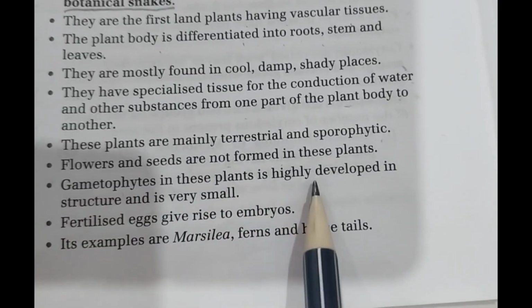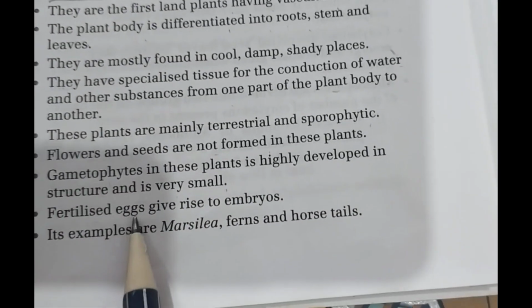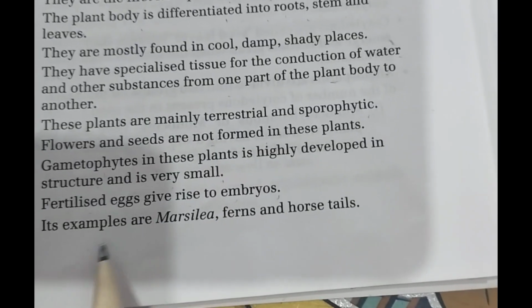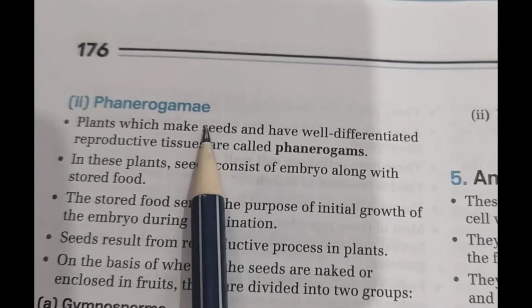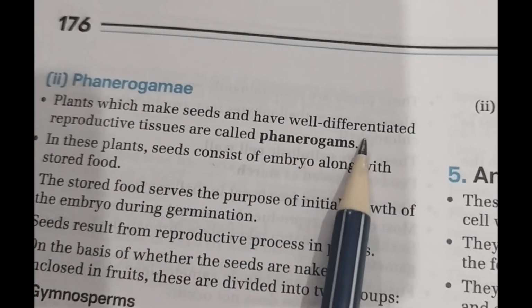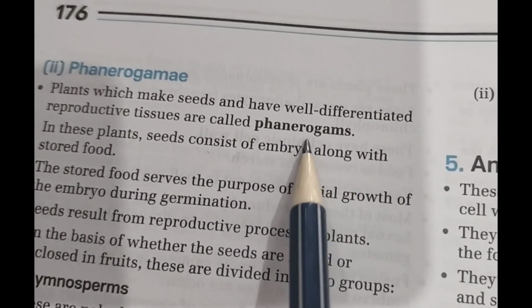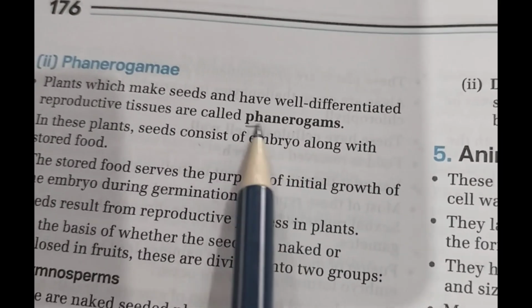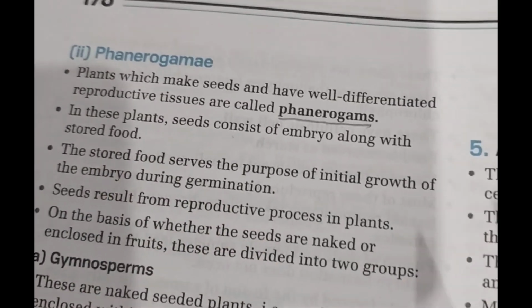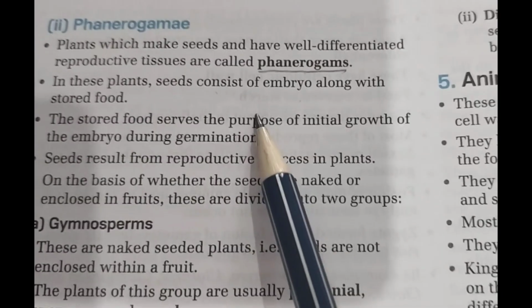Gametophyte in these plants is highly developed in structure and is very small. Fertilized eggs give rise to embryos. Its examples are marsilea, ferns and horsetails. The next one is the phanerogams. Plants which make seeds and have well differentiated reproductive tissues are called phanerogams. In these plants, seeds consist of embryo along with the stored food.